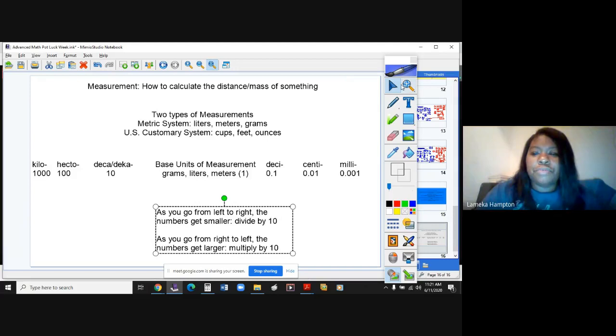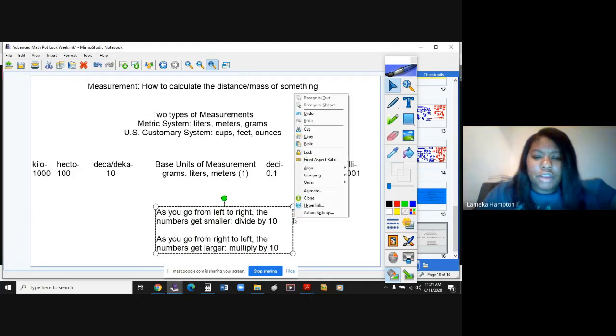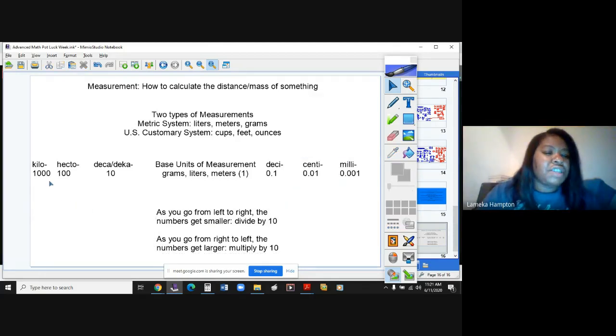So quick example. When I go from kilo to hecto, I've divided it by 10 because when I divide 1,000 by 10, I get 100. When I divide 100 by 10, I get 10. So as I'm going from kilo to hecto, I'm dividing the number by 10. I'm dividing each time that I go from my left to my right, I am dividing by 10, excuse me.